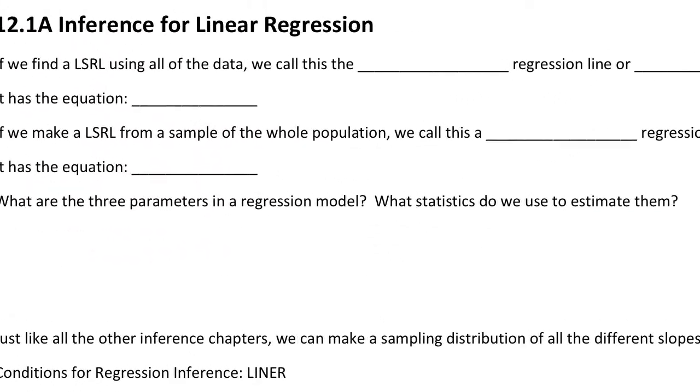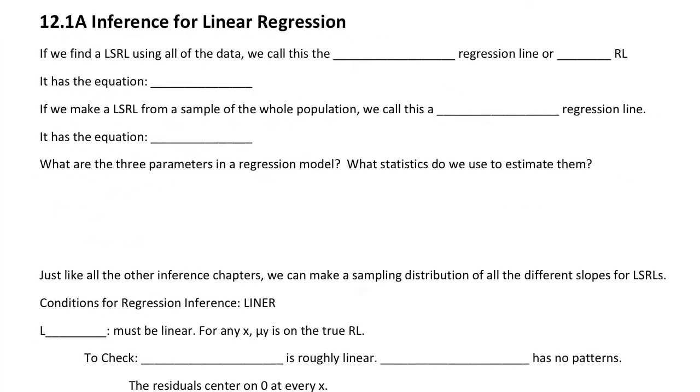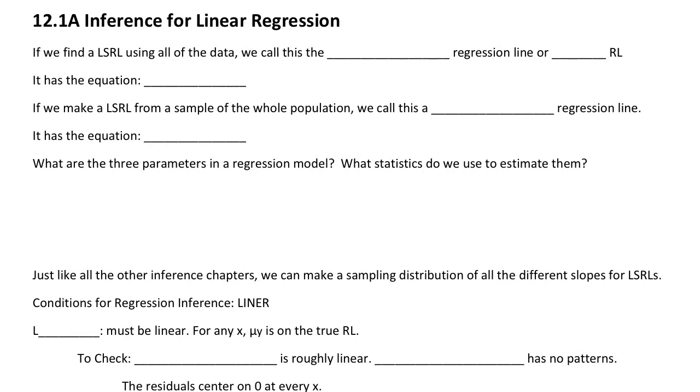Now we're down here. 12.1a, our last inference: inference for linear regression. So this will be way back, a review of chapter 3 a little bit. So if we find a least squares regression line, right, that's what that's called.